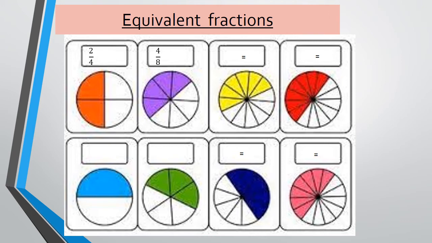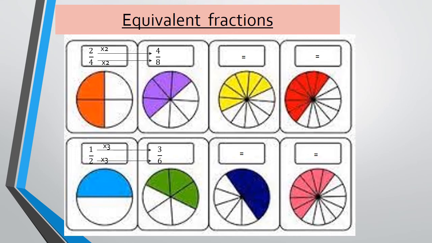You can look at the numerator and the denominator. They can be the same because 2 can be 4 and 4 can be 8 by multiplying them by 2. So these are equivalent fractions. In the second example we have 1 over 2 and 3 over 6. Also 1 over 2 can be 3 over 6 by multiplying it by 3. So 1 over 2 and 3 over 6 are equivalent fractions.